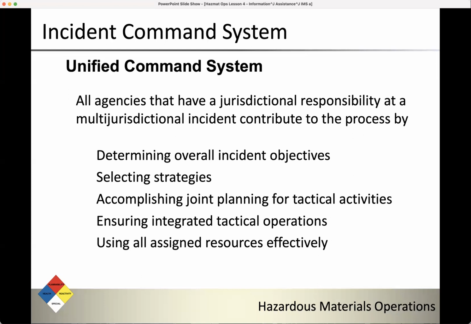So how does that work with one incident commander? The people who are determined to need to be in that unified command elect or designate a spokesperson. And that person speaks for all the agencies involved in the unified command.